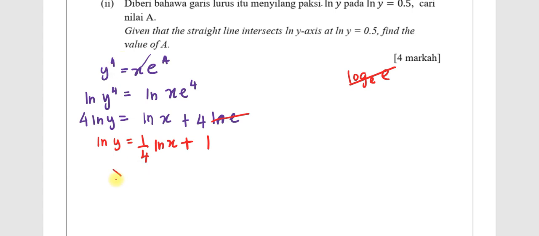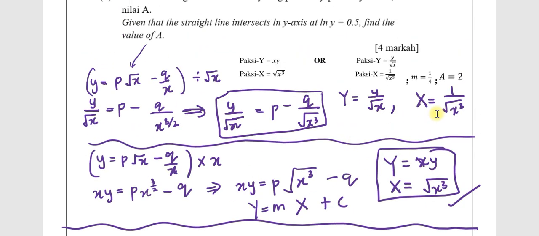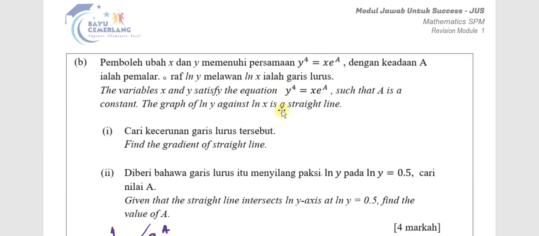Okay, so y is equals to mx plus c. So dia punya gradient ialah 1 over 4. Dia punya gradient kan? Ada bagi jawapan tak? Gradient 1 over 4.